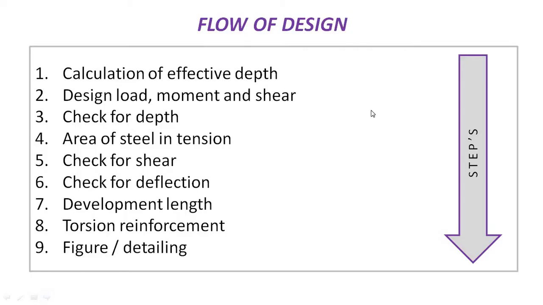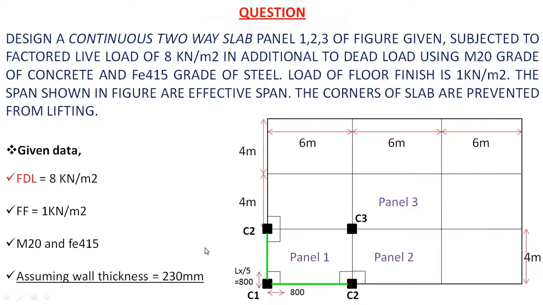This will be our flow of design. First we will calculate the effective depth, second the design load, moment and shear, third check for depth, fourth area of steel in tension, fifth check for shear, sixth check for deflection, seventh development length, eighth torsion reinforcement, and ninth figure and detailing. So let us start with the question.